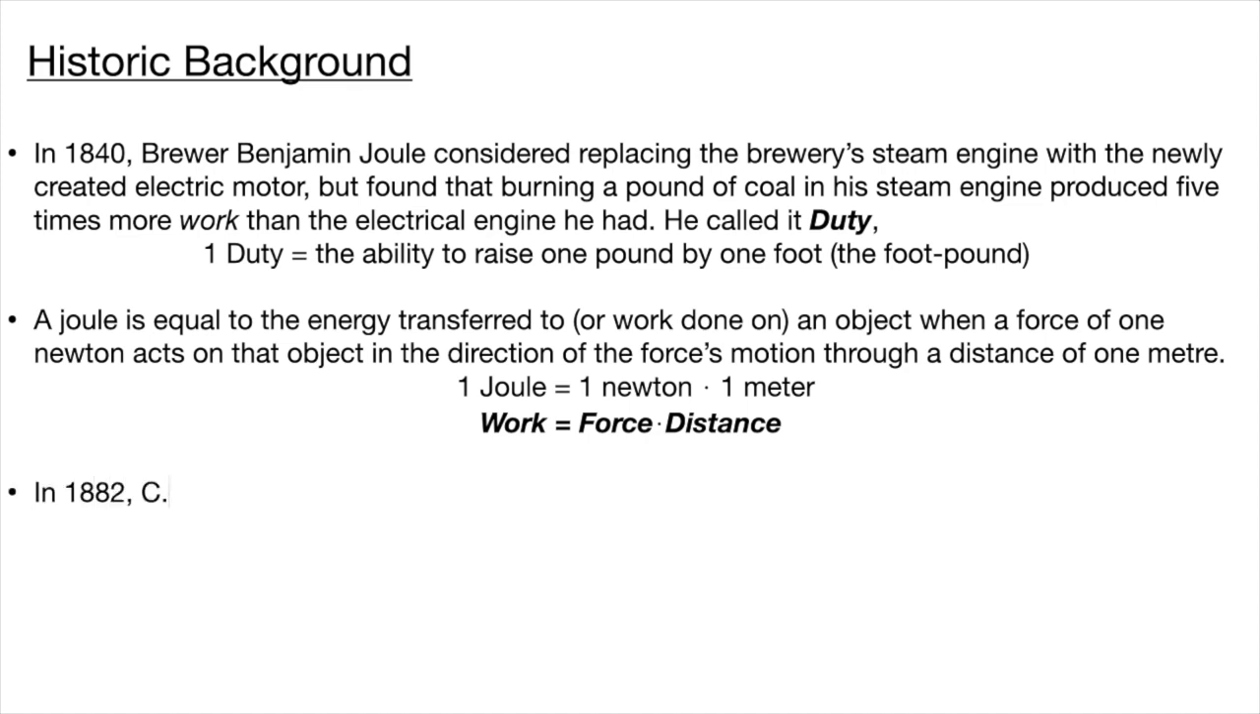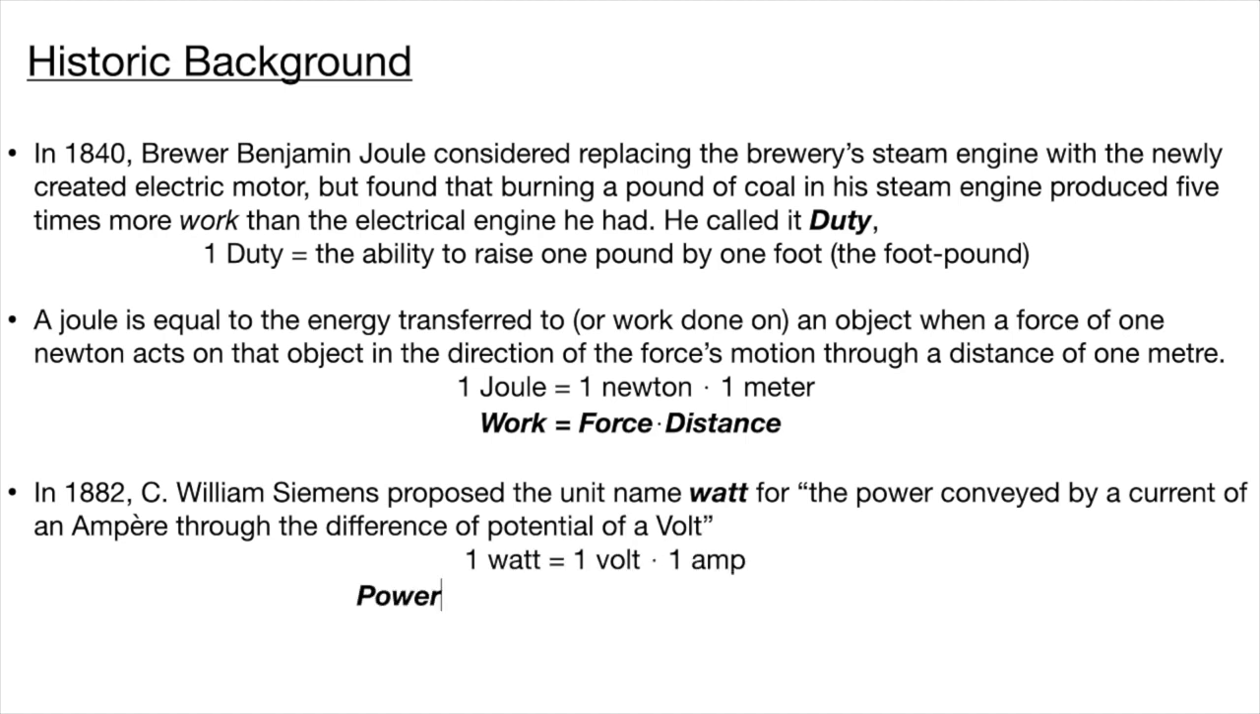In 1882, C. William Siemens proposed the unit name watt for the power conveyed by a current of an ampere through the difference of potential of a volt. 1 watt equals 1 volt times 1 amp. This gets us power, as a volt is a work per charge, and an amp is a charge per time. So, 1 watt's power is equal to the work per charge times the charge per time. This can best be seen in an illustration.